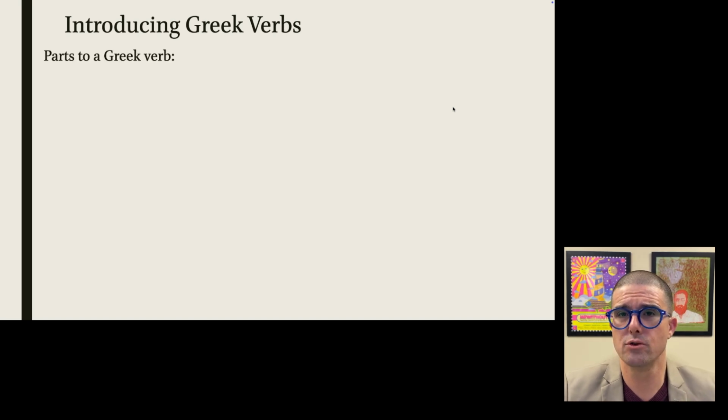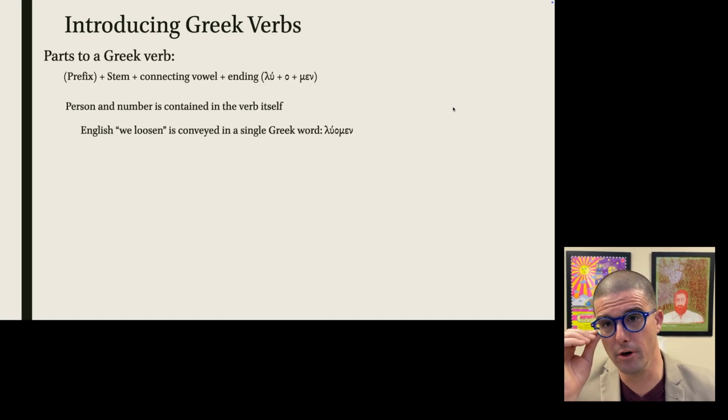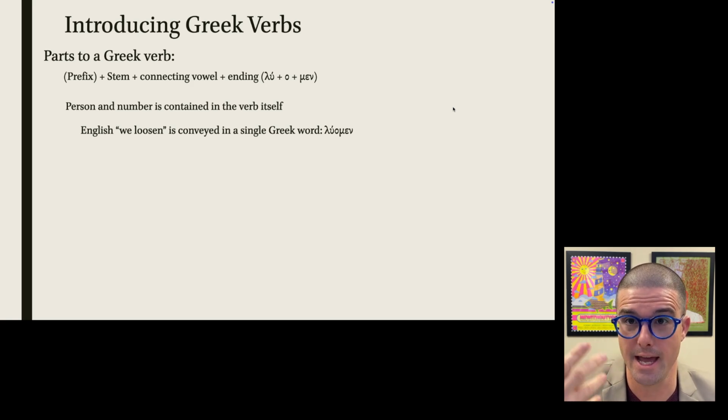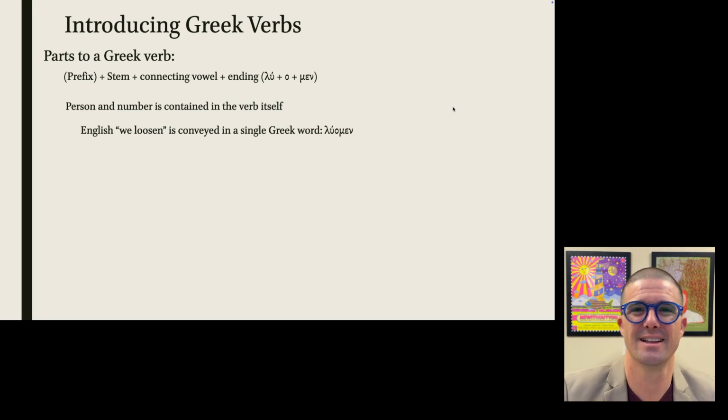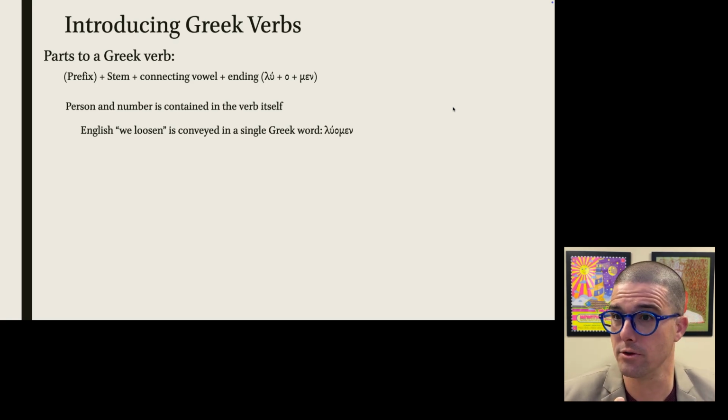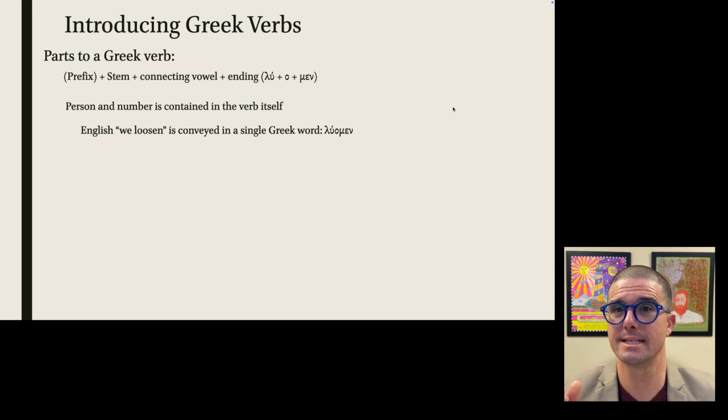So with respect to the parts of a Greek verb, what we get is that Greek verbs have different parts to them, and these are the parts that inflect or change, because Greek is, that's right, a highly inflected language. These different parts are going to change to indicate different things about the verb. So there are essentially four main parts to a verb. First is a prefix. That is something that is added to the front of the verb, and there's a variety of different prefixes that is added to the front of the verb's stem.